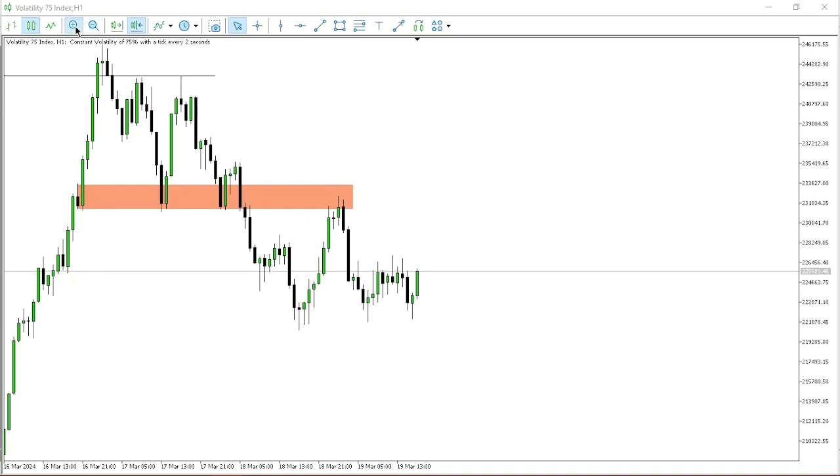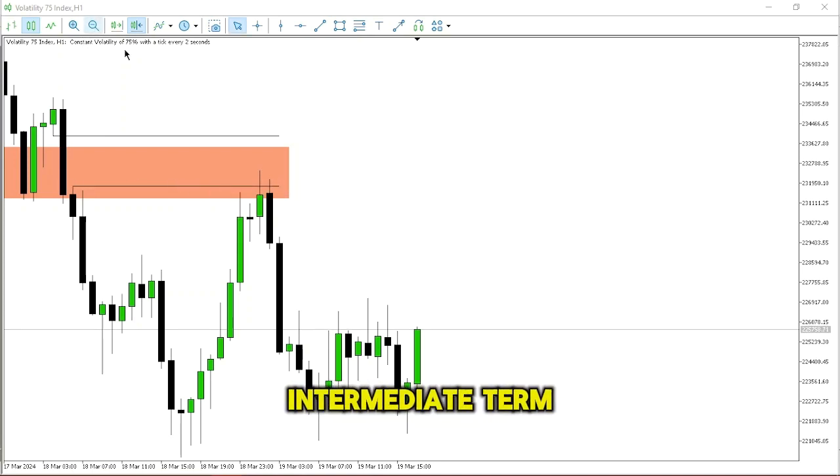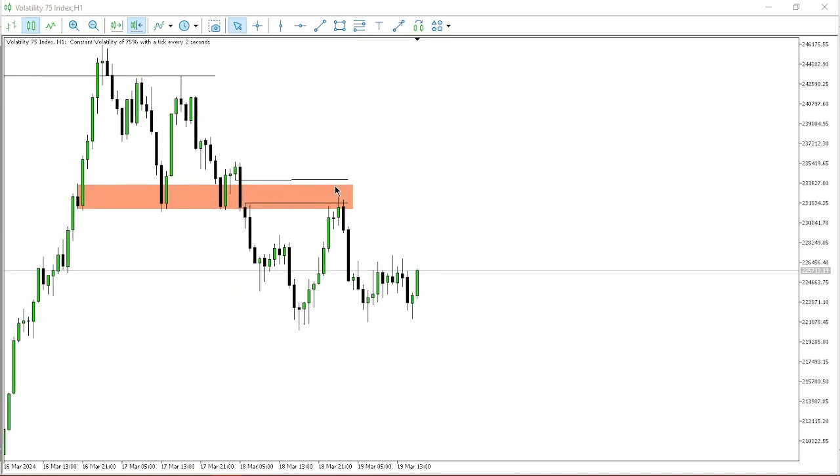All right, and of course if you notice, it's actually a 1 hour unicorn setup with the breaker block overlapping with the fair value gap. So on the hourly time frame, this will be where we get our intermediate time perspective from.